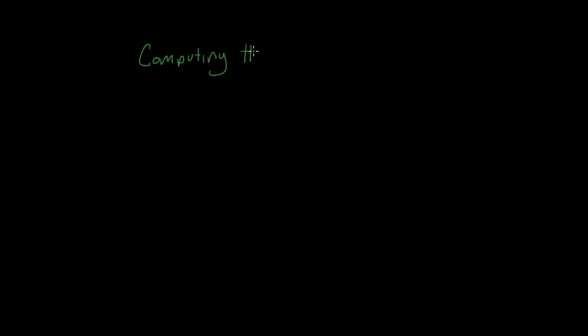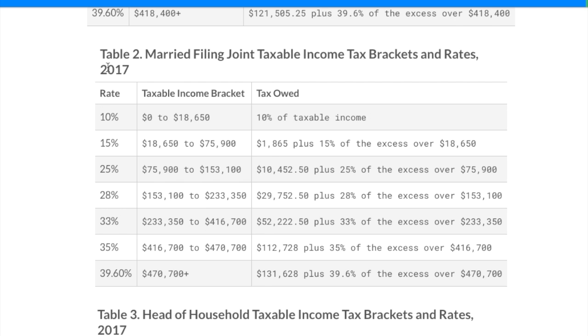Now we're going to use our taxable income to compute our taxes owed for the Greens. Here we are at the 2017 tax bracket and rate schedule. Our taxable income is $79,750, and that falls between these two numbers here, $75,900 and $153,100. So under the tax owed, it says here you take $10,452.50 and you add 25% of the excess over the $75,900.